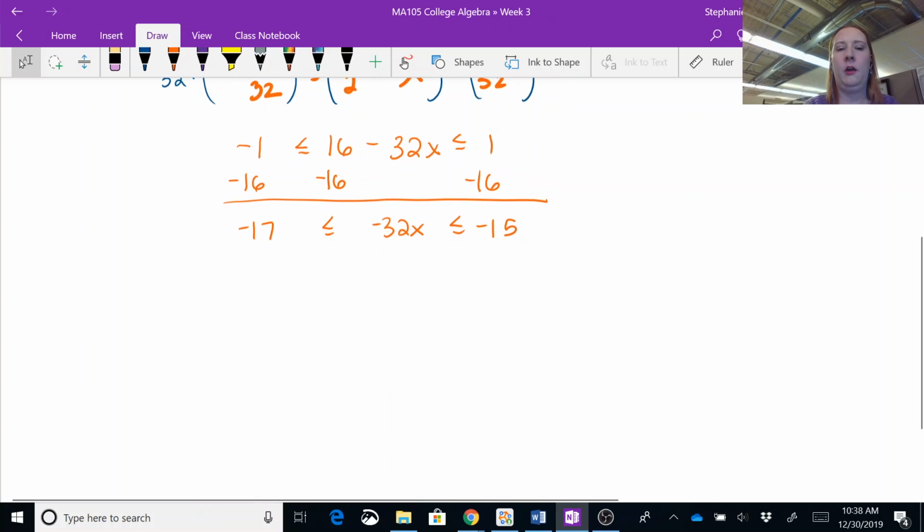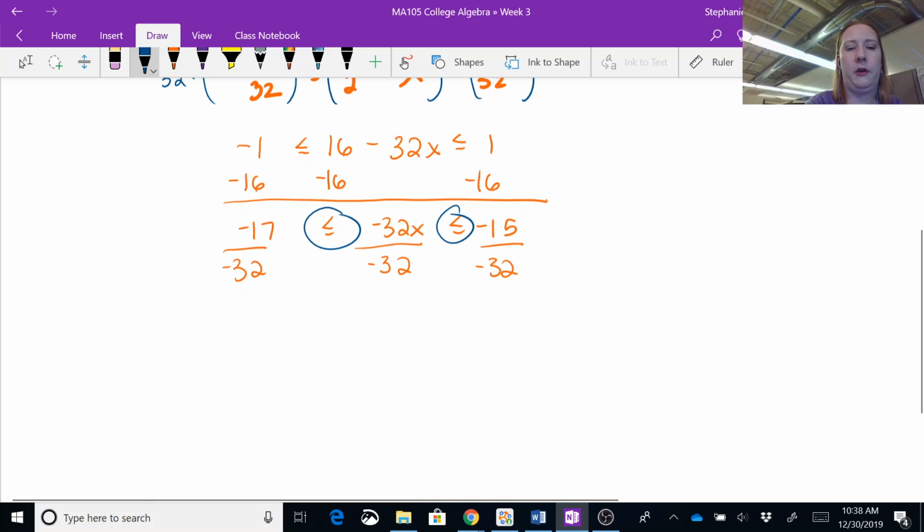Okay. Now I need to divide everything by -32 because I just want a positive x. And when I'm dividing by a negative, when you're with inequalities, these have to switch directions. So those are going to end up in the other direction here. So we end up with 17 over 32 and 15 over 32.